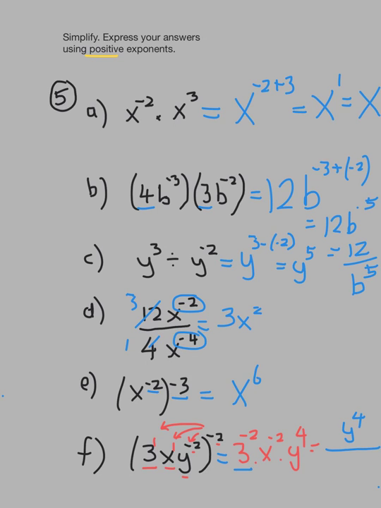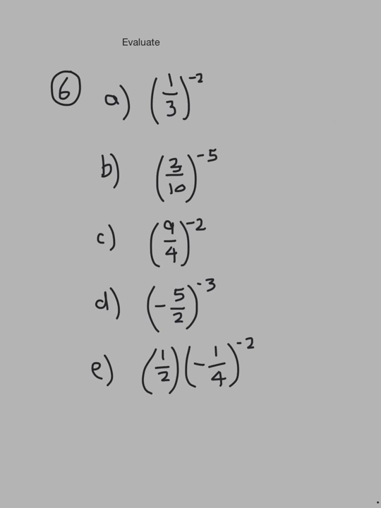3 to the negative 2 is 1 over 3 squared, which is 9 on the bottom. x to the negative 2 is x squared on the bottom. Again, nice work with the fractions here. Anytime you have a fraction to a negative power, it just flips upside down and you get a positive power. Now what's 3 over 1 squared? Well, 3 squared is 9, 1 squared is 1, and that equals 9.